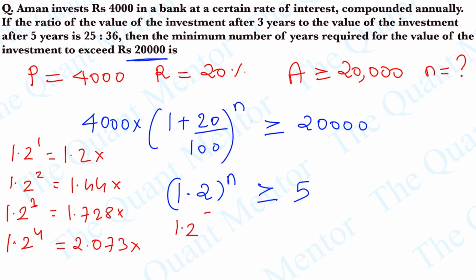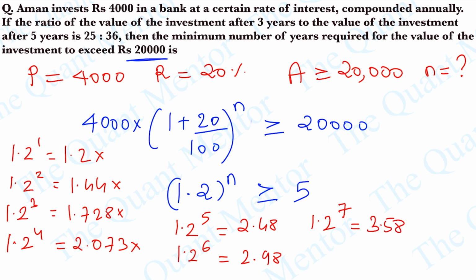If I try 1.2 raised to 5, this will be 2.073 multiplied by 1.2, which is 2.488, again not 5. 1.2 raised to 6 will be 2.48 into 1.2, that's 2.98, again not greater than 5. You can do 1.2 raised to 7. 1.2 raised to 7 is 2.98 into 1.2, that's 3.58. Not greater than 5 though. Into 1.2 will give you 1.2 raised to 8. This is 4.299 or 4.3, which is again not greater than 5.